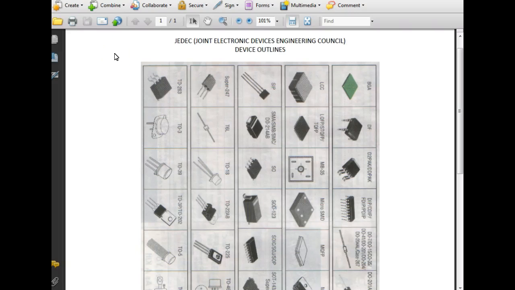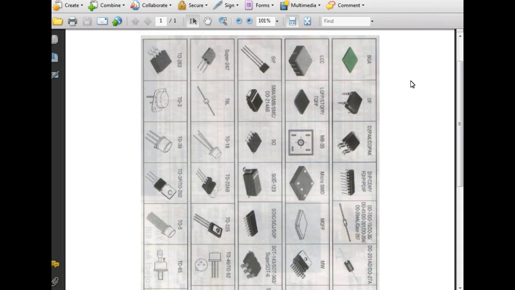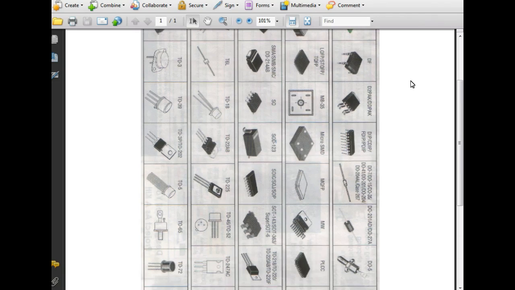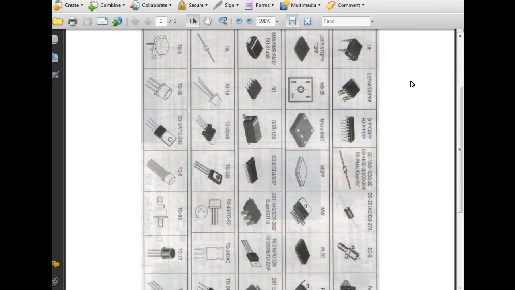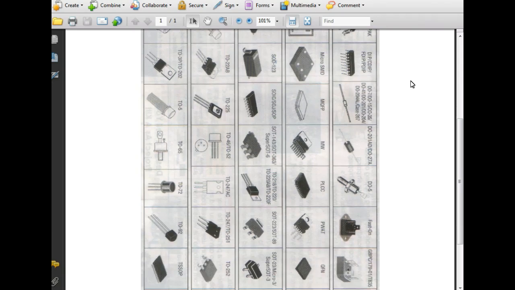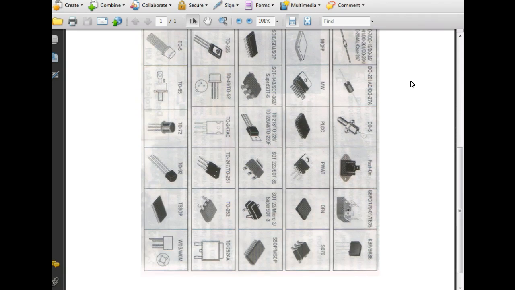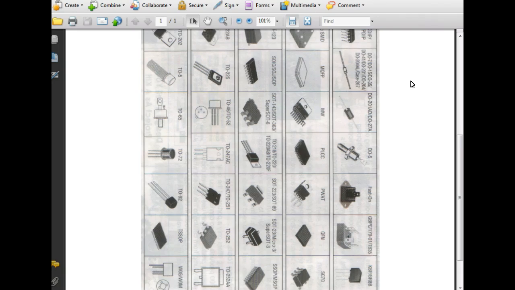Listen, I don't have this up there, but these are the different cases. These 3D devices are coming in. Of course, the transistor is a 3D device. So I'll put this up there. This is a good little reference sheet, especially when you're ordering, to know which case you need to look for.